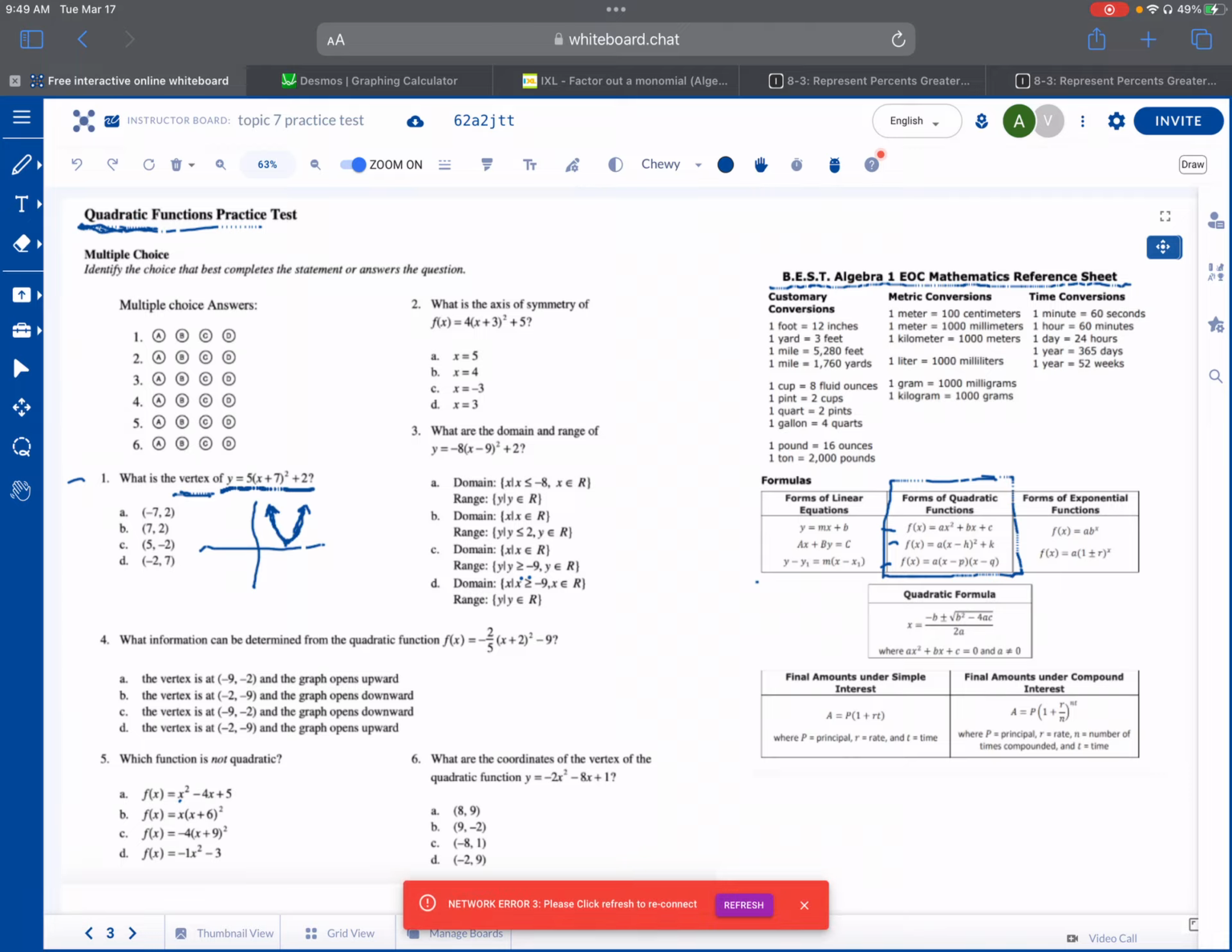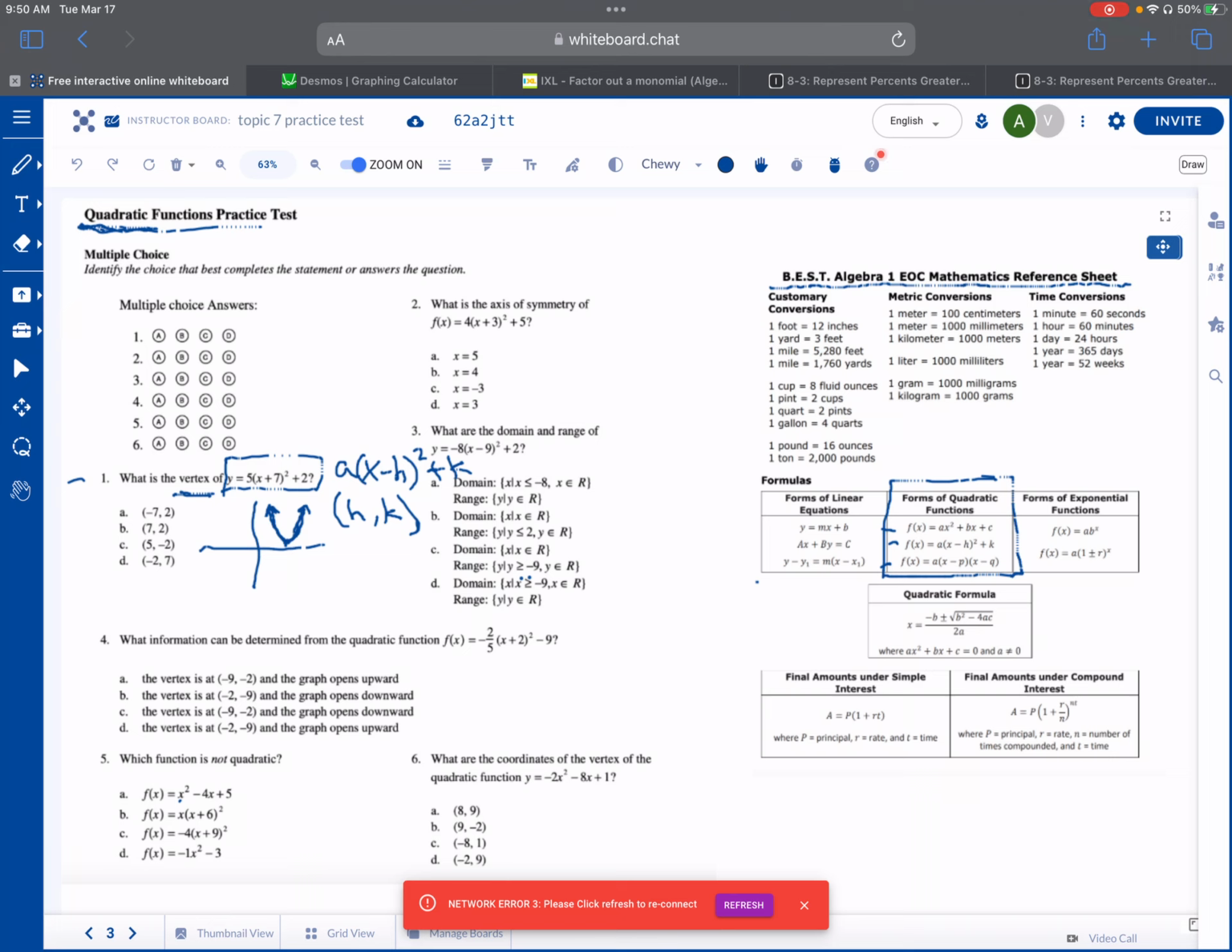Now, the function they give you is the second one, which is the vertex form, which is actually going to help you find the vertex pretty quick because it is within the formula. What the reference sheet doesn't tell you is which of those variables represents the vertex. In this type of function, the vertex is (h, k). Remember the formula is a times (x minus h) squared plus k. So whatever is being subtracted from the x is your x value of the vertex, and whatever is being added at the end is your y value of the vertex. So here you have a 7 that is being added.